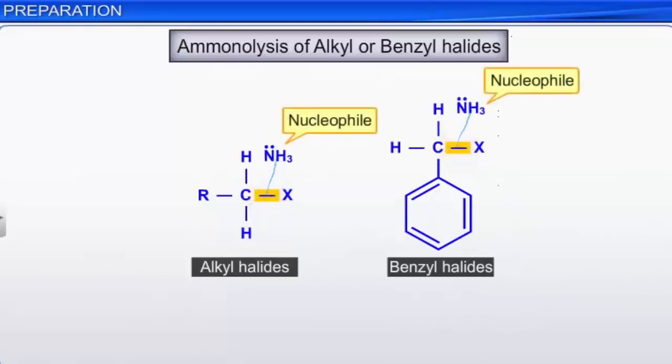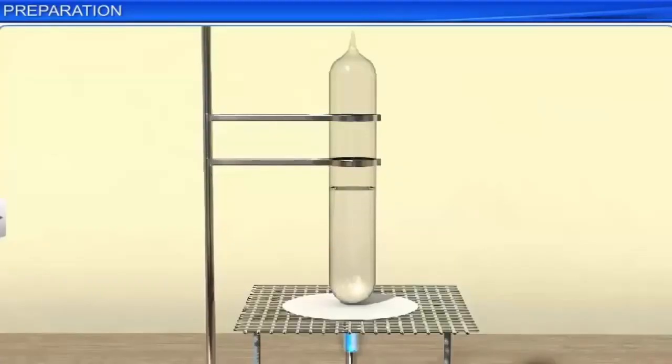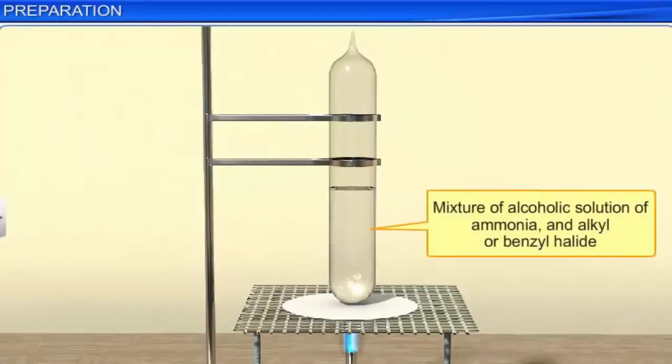This process of cleavage of a carbon-halogen bond by ammonia is called ammonolysis. It is also referred to as Hofmann's ammonolysis reaction in honor of the scientist who worked on it. In this reaction, amines are produced when a mixture of an alcoholic solution of ammonia and alkyl or benzyl halide is heated in a sealed tube at 373 Kelvin.